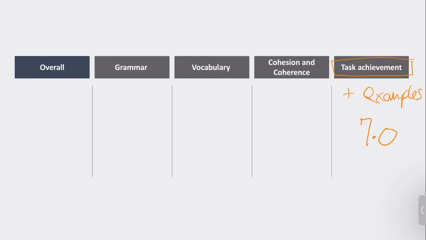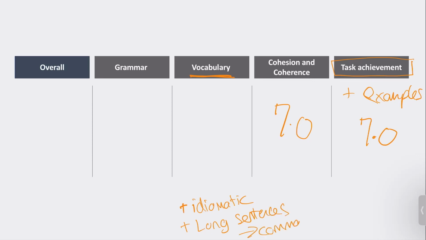Cohesion and coherence, it sort of linked together quite nicely. I thought that was very good. I would want to give a 7 for that. Vocabulary, I thought their vocabulary choices were really very good. The only thing they were sort of missing were those more kind of idiomatic phrases or expressions. Okay, and sometimes their sentences were a little bit long. Okay, so I would advise them to look a little bit more at commas and punctuation. But overall, I barely did any grammar correcting.